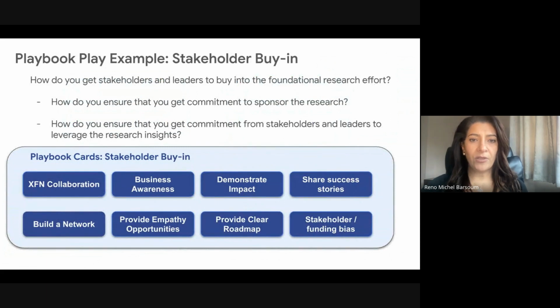And here's an example of one of the plays. This one is focusing on how to get stakeholders' buy-in to the foundational research effort. And we're addressing the questions of how do stakeholders and leaders buy into the foundational research effort? And how do we ensure commitment to both sponsoring the work and leveraging the research insights? The following cards are proposed to help and guide teams into getting that buy-in. The cards feature cross-functional collaboration, business awareness, demonstrate impact, share success stories, build a network, provide empathy opportunities, provide clear roadmap, and finally, stakeholders and funding bias.